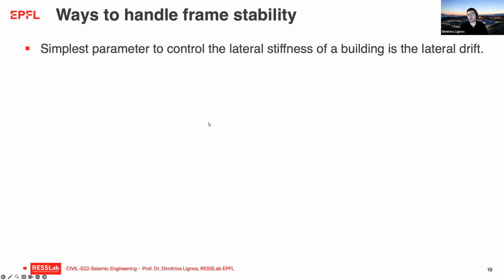Okay, so one question you may ask yourself is what could be ways to handle frame stability? The simplest parameter to control the lateral stiffness of a building is the lateral drift. This is why, for instance, if you're taking the stability class, I am putting a lot of emphasis on the computation of lateral deformations. Or if you've taken the structural dynamics class, again, we saw several cases why computing the lateral stiffness is very important.